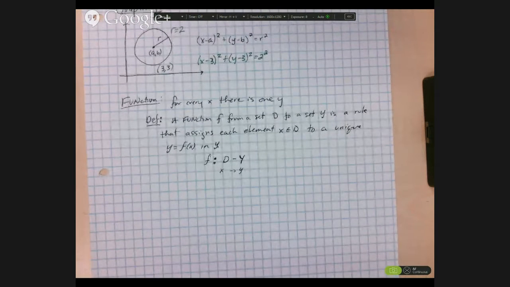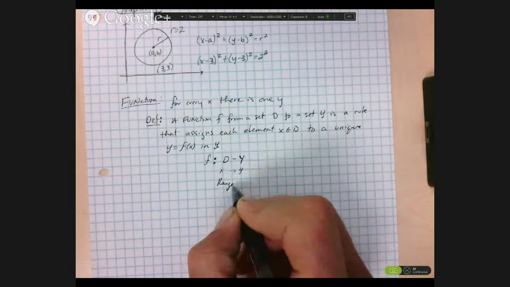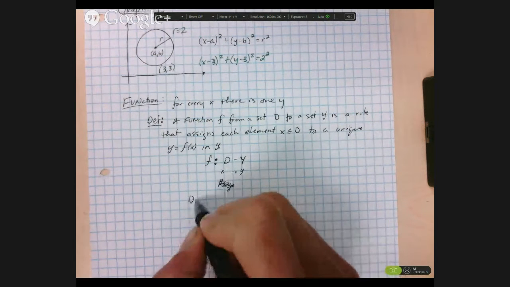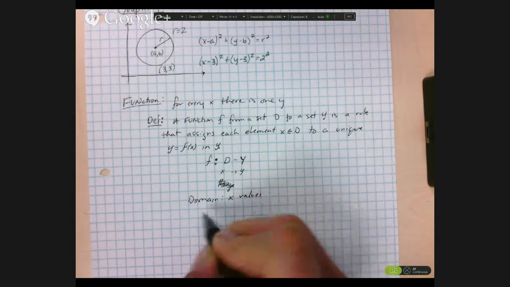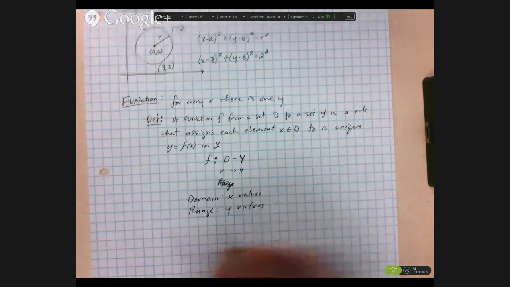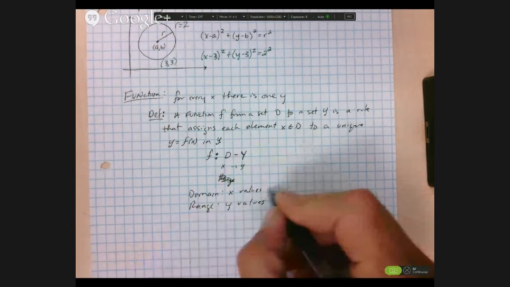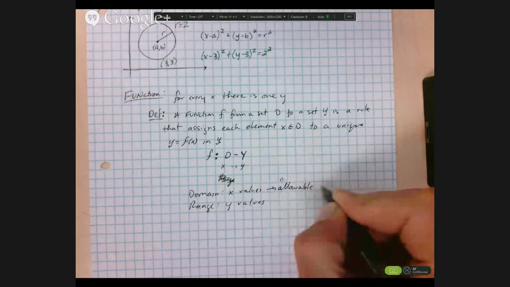So remember again, D is the domain, the x values, and the range is the y values. The thing you've got to remember though is what we call an allowable input.